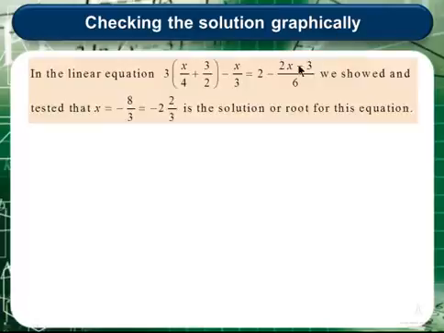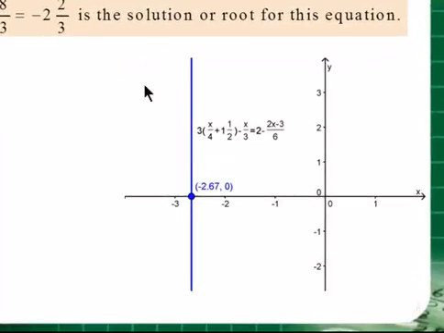Let us have a look to see what the solution of the linear equation that we saw in the previous screen looks like graphically. Here we have this particular linear equation, and we found the solution of this equation to be x is equal to minus 8 over 3 or minus 2 and 2/3. If we graph this particular solution, then we see we have a straight line, a vertical line, blue on the screen, parallel to the y-axis, and it has a point of intersection with the x-axis at the point with coordinates minus 2 and 2/3 and 0.